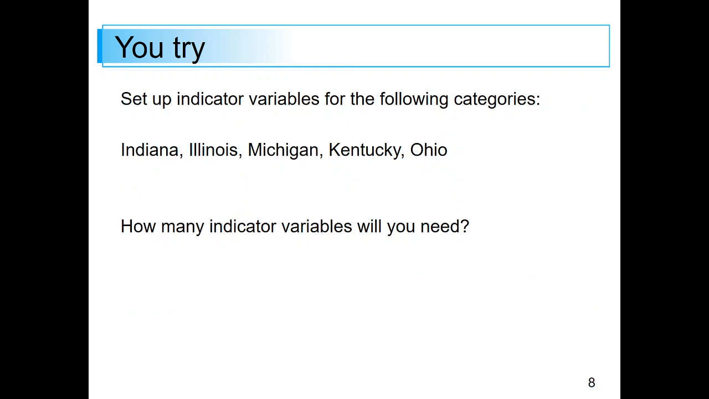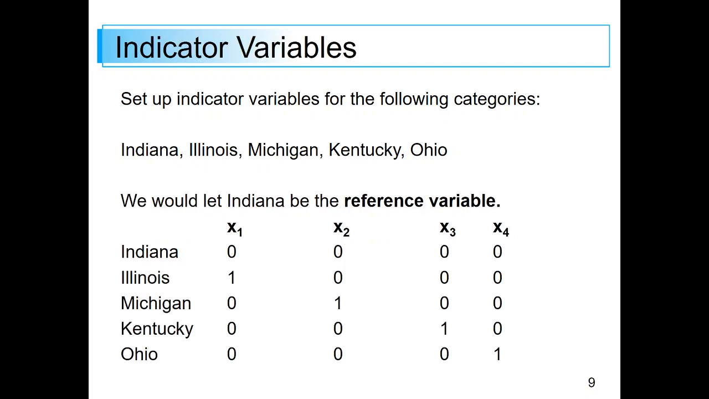Now you try. Let's set up indicator variables for the following categories: Indiana, Illinois, Michigan, Kentucky, and Ohio. Let's let Indiana be the reference variable. The question is, how many indicator variables will you need? Pause and answer that question. Do you need 5, 6, 3, 4? It turns out that we need 4 indicator variables. With Indiana as the reference variable, you should get something along this line: 0, 0, 0, 0, and 1, 0, 0, 0, and so forth. This is a nice way of representing categorical data.